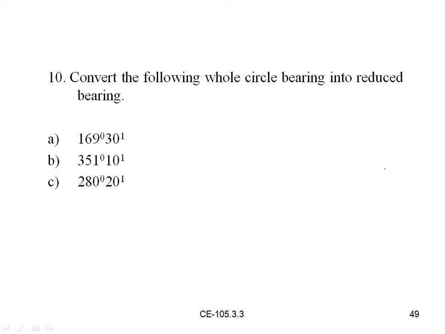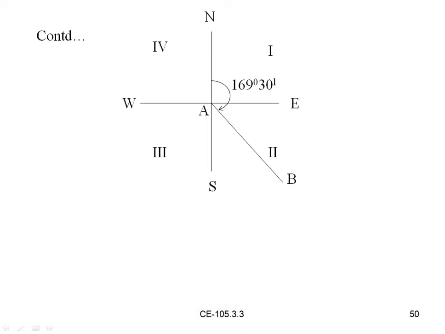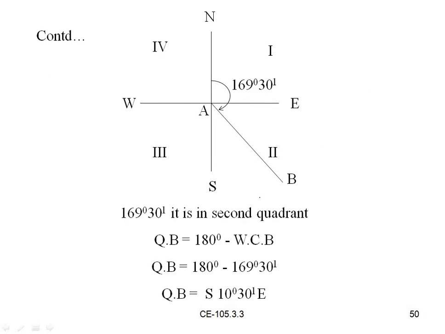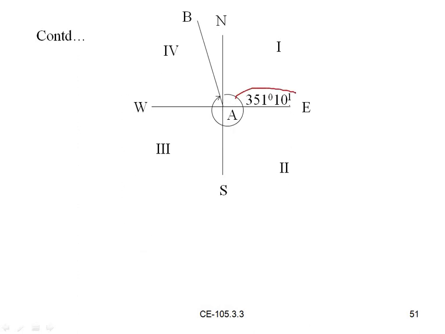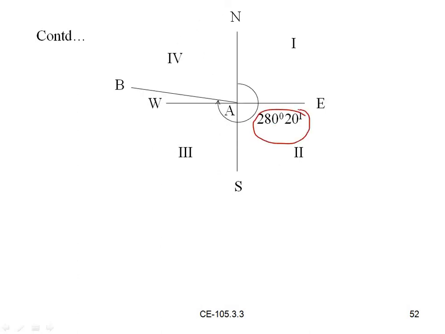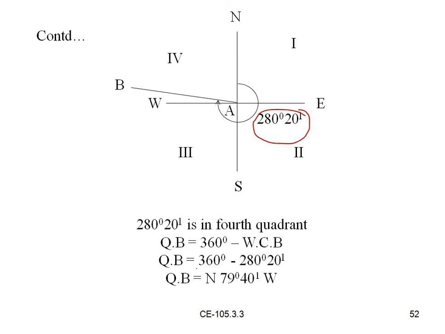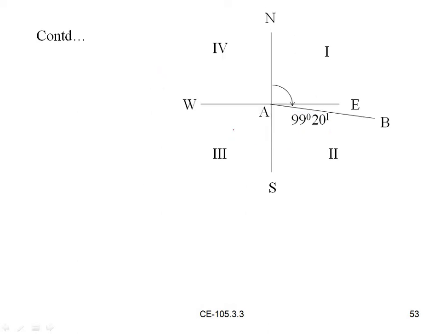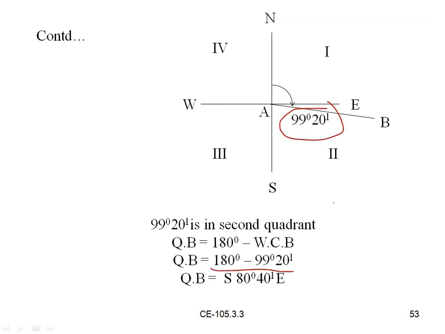So here more examples are there. For this again it is in the second quadrant, so we will do south 10 degrees 30 minutes east by minusing 180 degrees. And 351 degrees, we have to do minus from 360 degrees. And 280 degrees 20 minutes, we have to do minus from 360 degrees. We have to observe the quadrants here. And 99 degrees 20 minutes, we have to do 180 degrees.